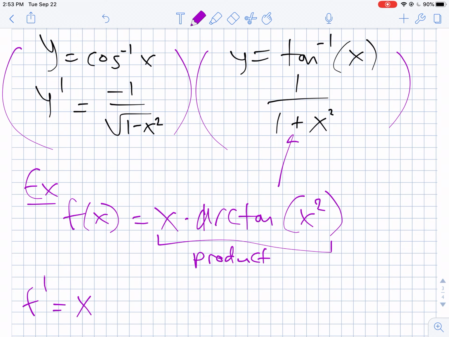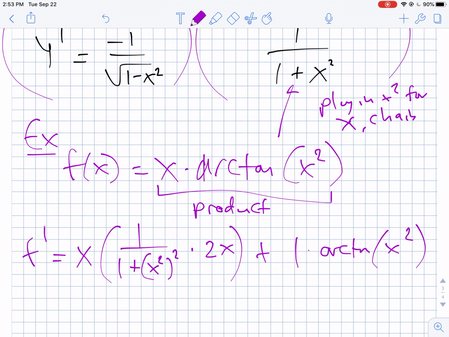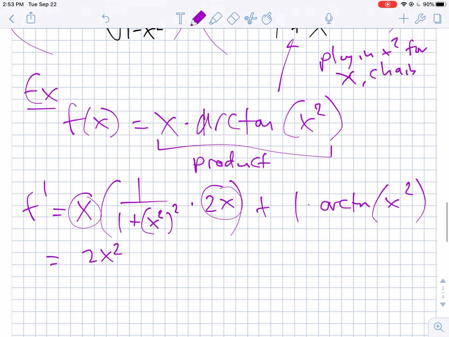Okay, so when we take the derivative here, it is first times the derivative of the second. So we're going to plug into this formula. So again, I'm going to plug in the x squared for x, and then I'll do the chain rule. So instead of 1 over 1 plus x squared, it's 1 over 1 plus x squared quantity squared. And then I'll multiply by the derivative of x squared, which is 2x. And then the derivative of x is 1, and then I still have an arctangent of x squared, or inverse tangent, doesn't matter. So I can clean this up, right? We have an x times a 2x, that's a 2x squared divided by 1 plus x to the fourth, plus the arctangent or the inverse tangent of x squared.